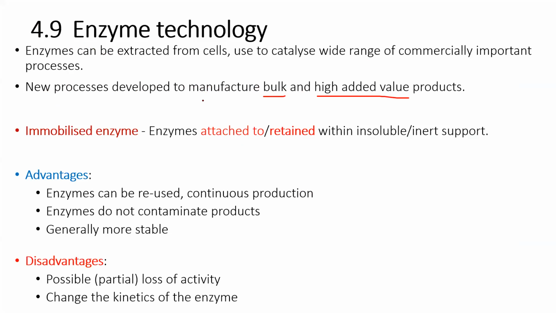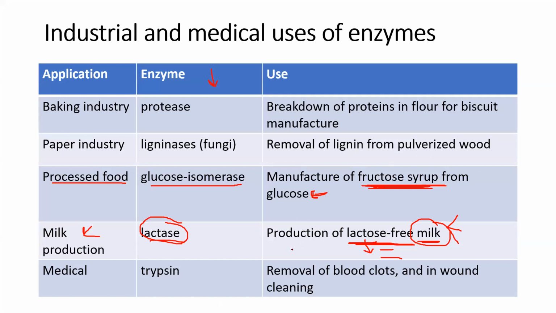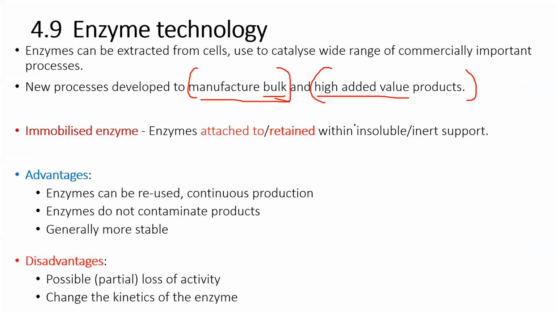So in the industry, you want to produce the products in large quantities that are more valuable, okay, that has added value. Macam tadilah nak hasilkan apa, susu yang lactose free kan, untuk hasilkan apa, roti yang lebih fluffy contohnya kan, untuk hasilkan kertas kan. So untuk hasilkan dalam industri, untuk hasilkan dalam kuantiti yang banyak dan yang lebih berkualiti lah. Okay, so for this purpose we will use immobilized enzyme.